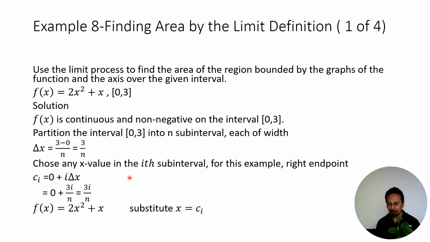Now we choose any x value in the subinterval. For this example, we can use the right-hand point. Remember, the right-hand point is easier. So for the right-hand point we call c sub i, which is a plus i delta x, and a is 0, that's why I have a 0 here. And delta x is 3 over n. So we have now 0 plus 3 over n times i, which becomes 3i over n. And now we're going to substitute this c_i into the original function.